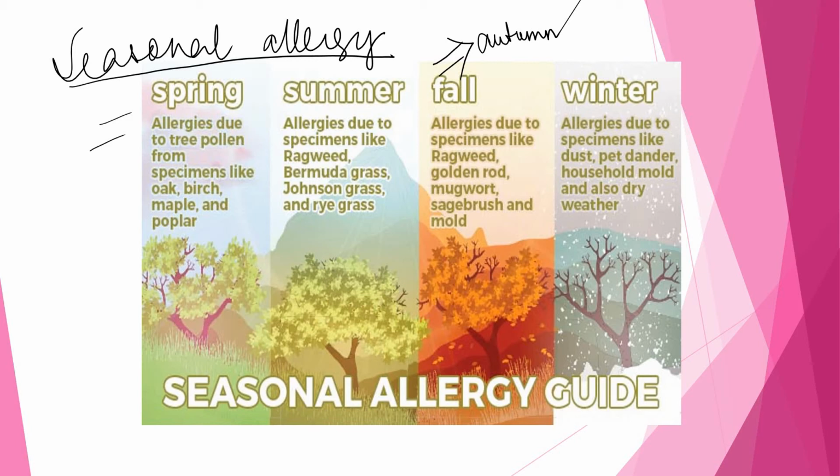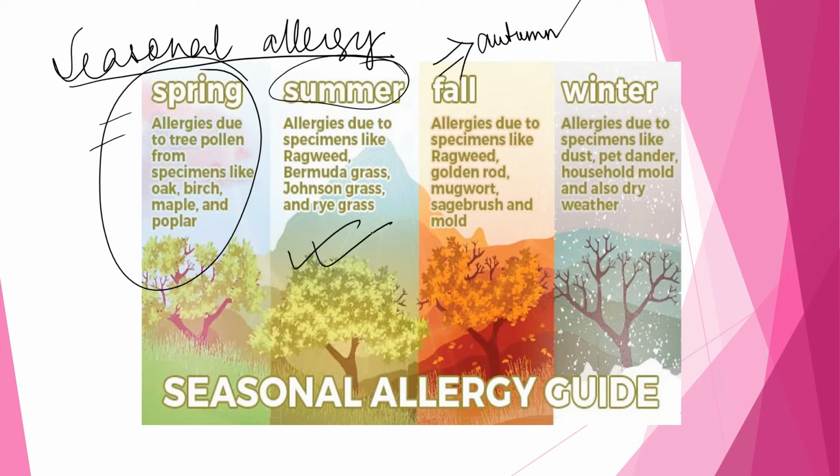See, spring season allergies are due to tree pollen from specimens like oak, birch, maple and poplar. So in the spring season, certain trees release pollen grains. Then when you go to summer season, the allergies are due to specimens like ragweed, Bermuda grass, Johnson grass and ryegrass. So these are due to certain other types of trees or plants or grasses which are present in summer. So in summer, these species of plants release the pollen.